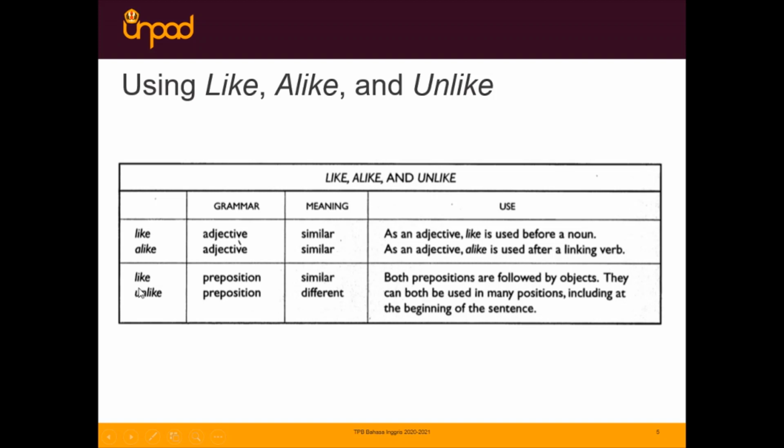The word like as a preposition has the meaning of similar, whereas unlike as also a preposition has the meaning of different. In sentence structure, these two words, like and unlike, are followed by objects. They can both be used in many positions, including at the beginning of the sentence.